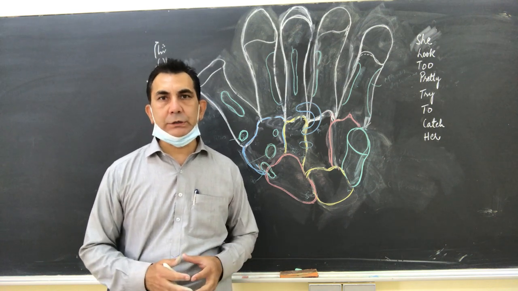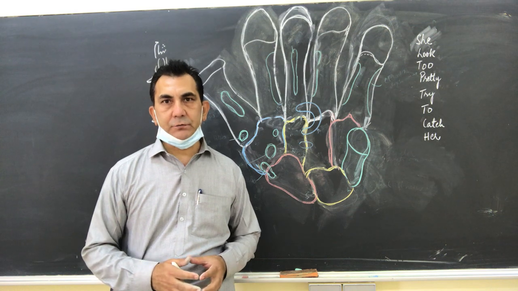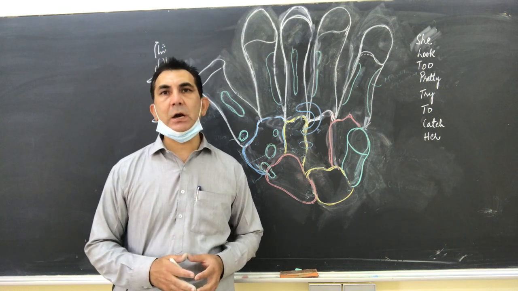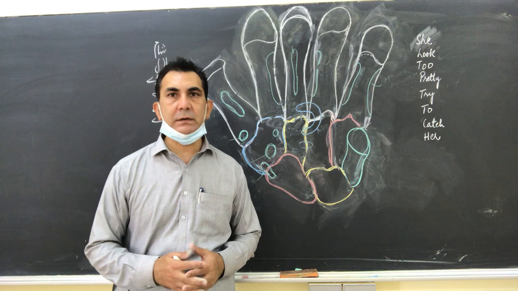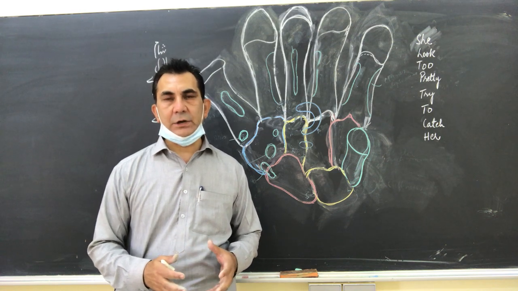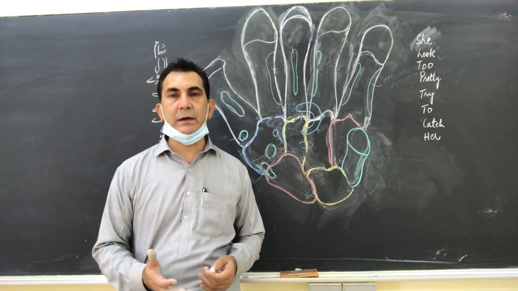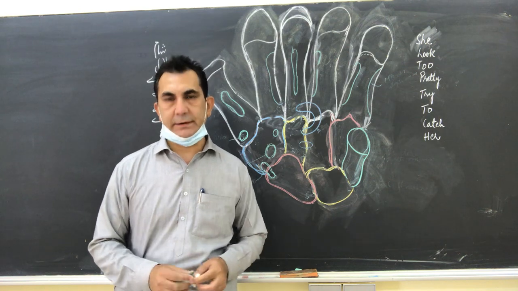Today we're going to learn about the anatomy of the carpus, the metacarpus, and the phalanges, which form the anatomical structure of our wrist joint, our palms, and the hands.